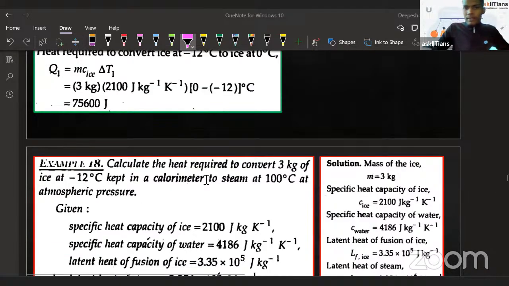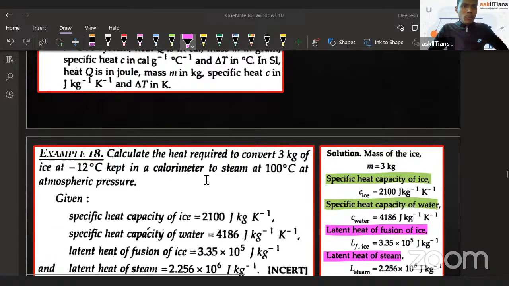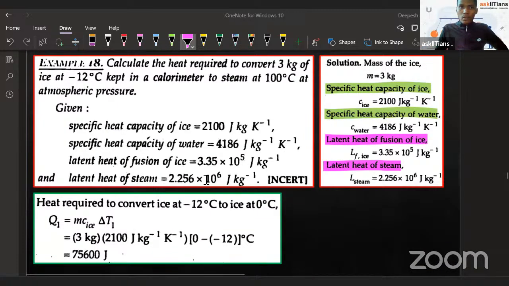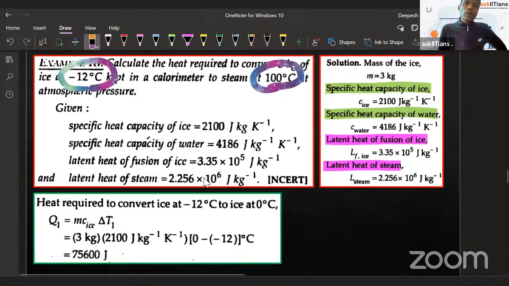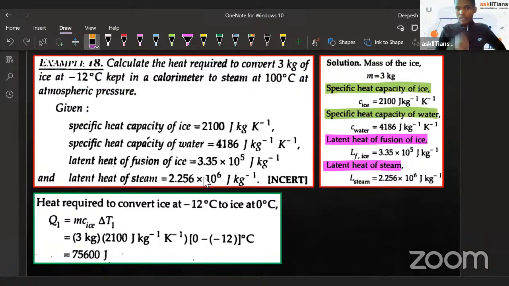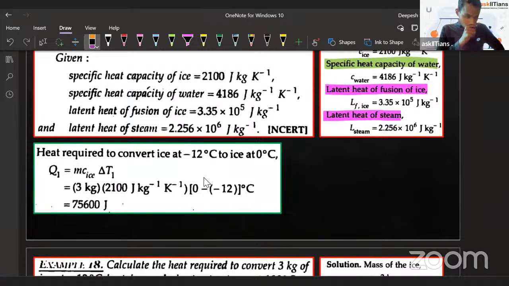Okay, let's have a look at this particular problem. If you are converting ice from minus 12 degrees Celsius to steam at 100 degrees Celsius, how will you calculate the heat required? This question is lengthy, but don't worry about it. We will do it in steps.